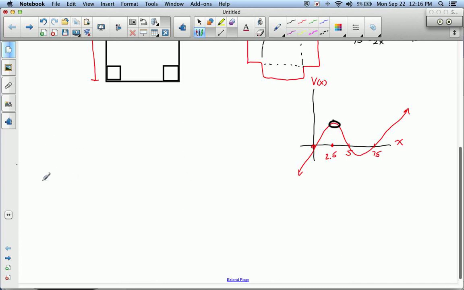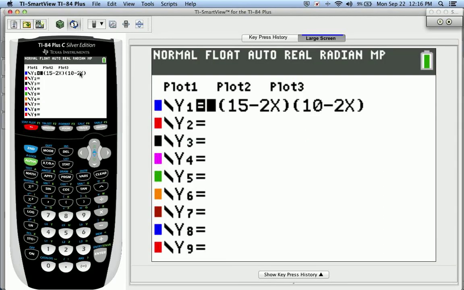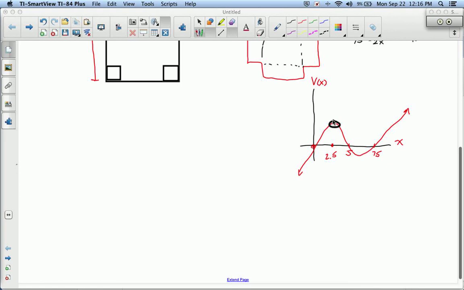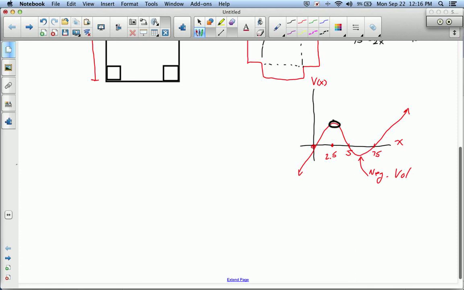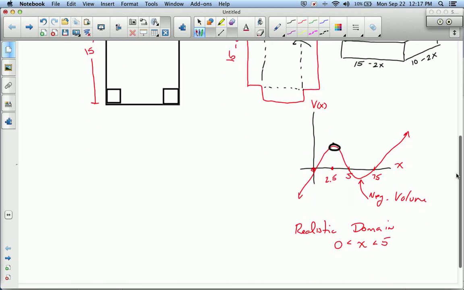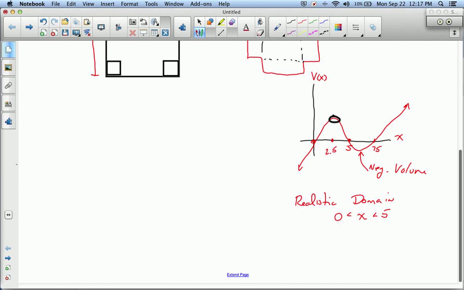So let's go to our calculator now. We're going to enter that equation in here. The window: notice my x values are from 0 to 5. Why would that be? We know the maximum is in here, between 0 and 5. I know it's not over here, because you can't have negative area, or volume in this case. Negative volume has no real-world meaning. So our realistic domain is when x is between 0 and 5. It can't be 0 or else you'd have no height, and it can't be 5 because if it was 5, you'd have no length or width. Realistically, our values have to be between 0 and 5. We see that on the graph, and we see that from the equation.